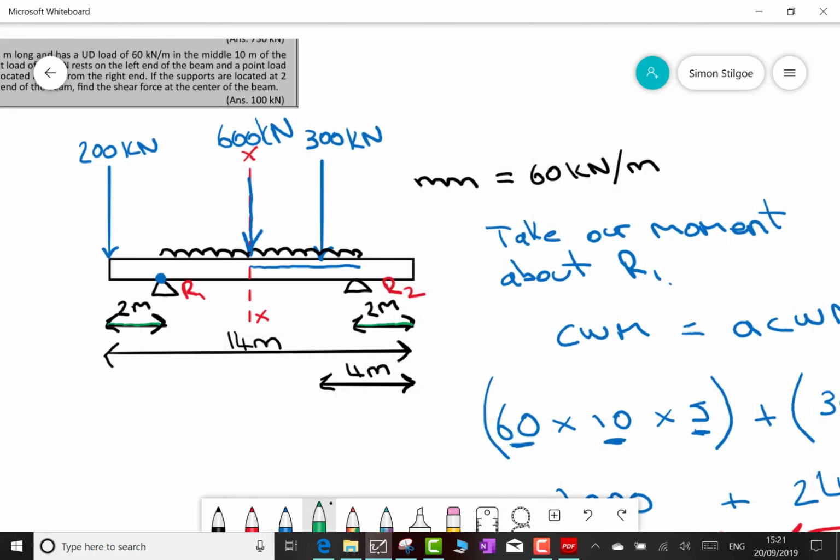Now let's look back at the diagram here and see once again what that means. Well, to the right of my section XX, because I have a positive sign, it means my shear force to the right is acting downward, which must mean to the left of XX, my shear force is acting upward. So that's the answer to this one, 100 kilonewtons acting downward to the right or acting upward to the left of section XX.